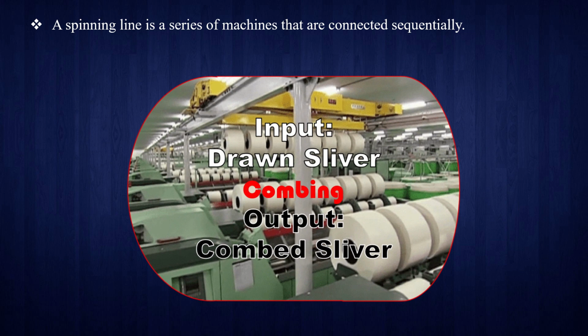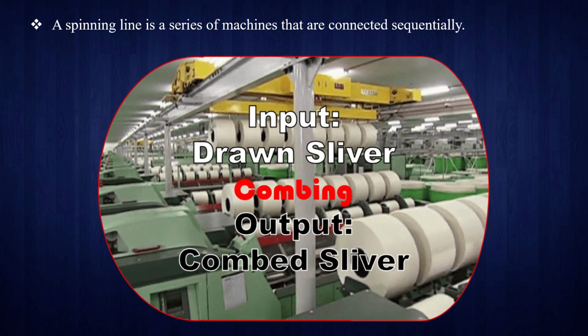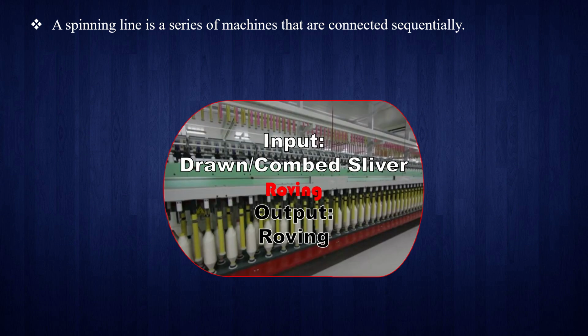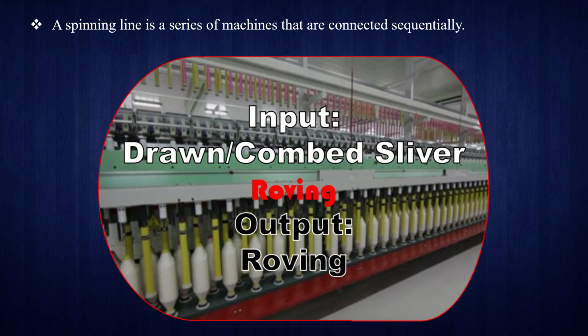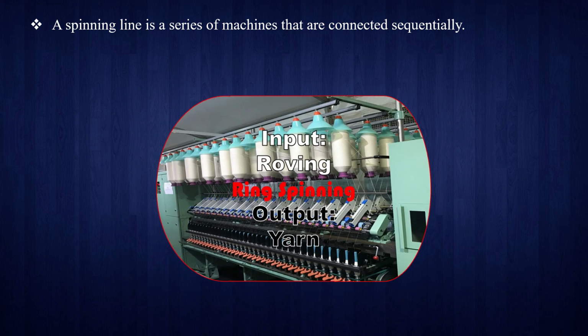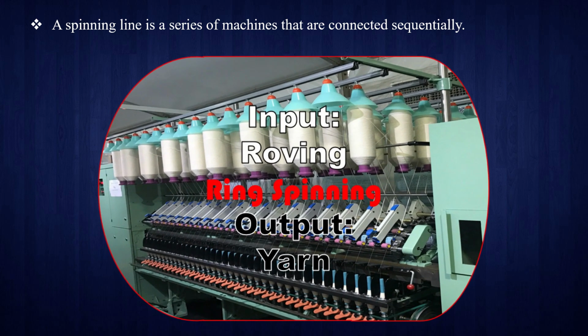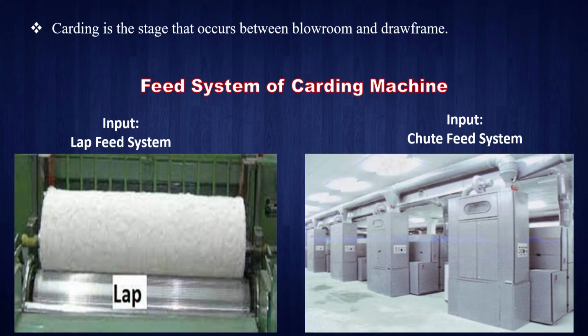Then the combing process, which is optional, produces comb sliver. Drawn or comb sliver can act as a feed material for the roving, and the output is roving. The last part is spinning, in which finally yarn is formed from roving. Carding is the stage that occurs between blow room line and draw frame.